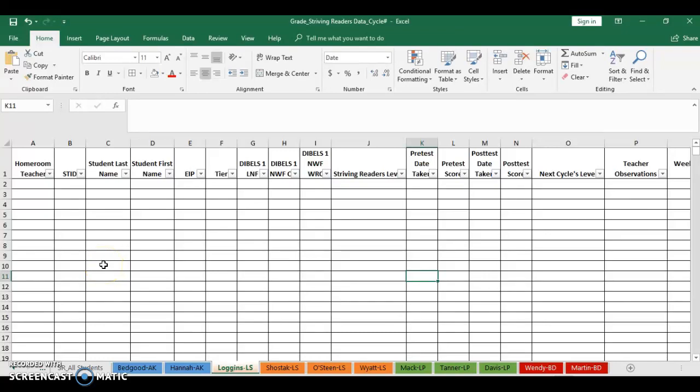This recording is to show you how we go from the initial first cycle, where we were using the DIBELS levels from the teacher's DS spreadsheet, to the next level, where you're going to use the cycle spreadsheet that you just finished up to create the new one for the next cycle. So this is my new one for the next cycle. I've already prepped the tabs at the bottom.